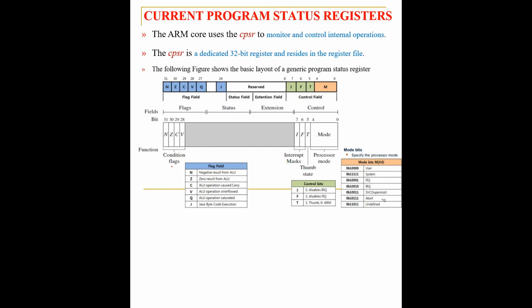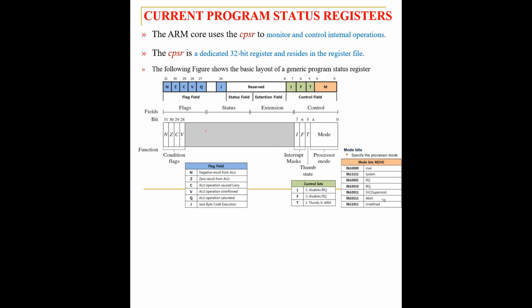The CPSR is basically a 32-bit register. This particular register is used to monitor and control internal operations. As I said, every instruction is conditionally executable. After a particular instruction is executed, only then is the next instruction going to be executed, based on the condition. If the condition is not satisfied, the next instruction is not going to be executed, and your program is going to stop.